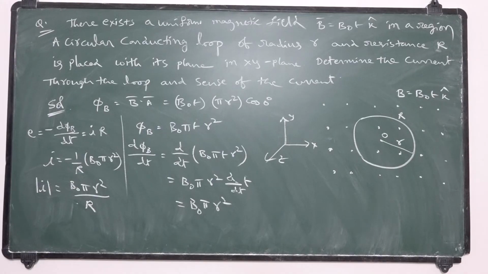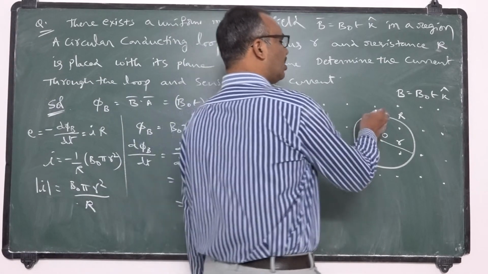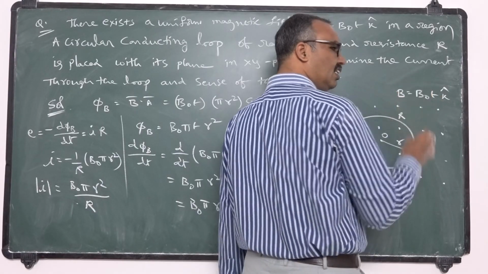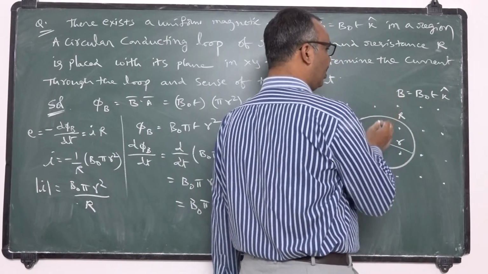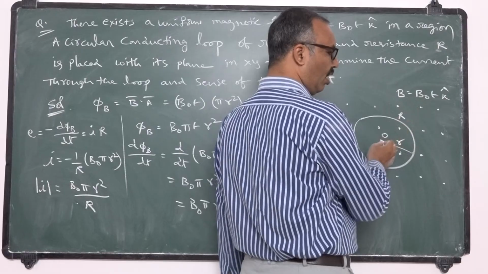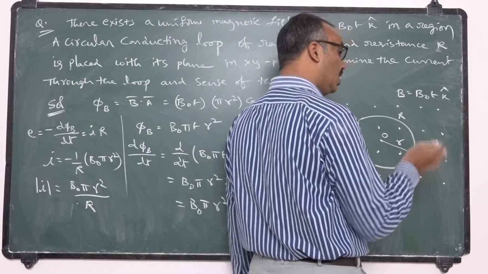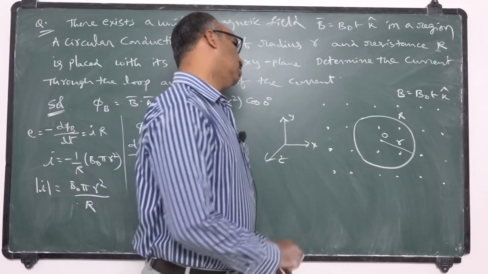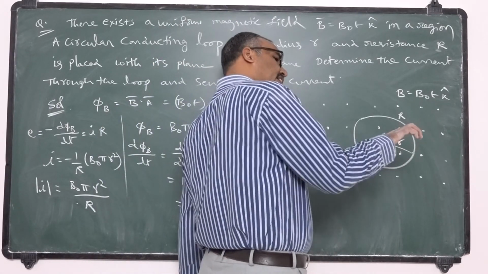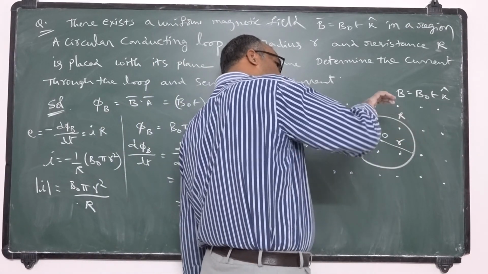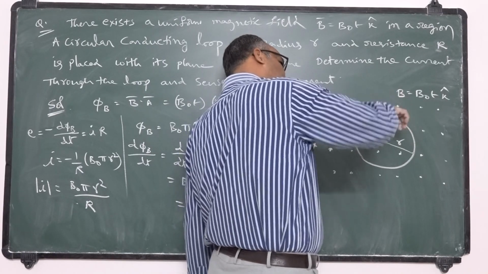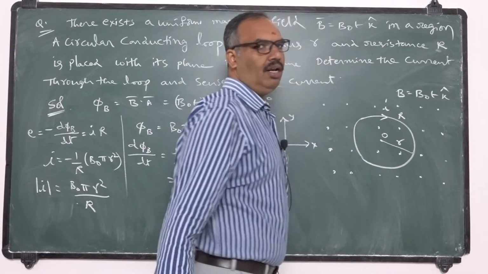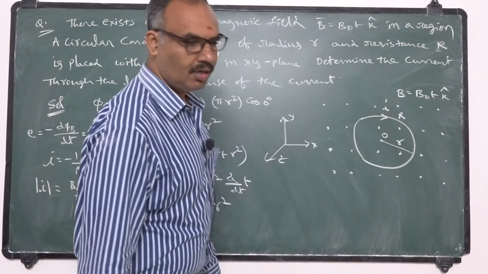Once you see here, the magnetic field is out of the paper and it is a function of time. As time is increasing, the magnetic field is increasing. When the applied magnetic field out of the paper is increasing, it means an induced magnetic field into the paper gets developed. Once the induced magnetic field is into the paper, the remaining fingers are represented like this according to the right hand thumb rule. So the induced current will go in clockwise direction.